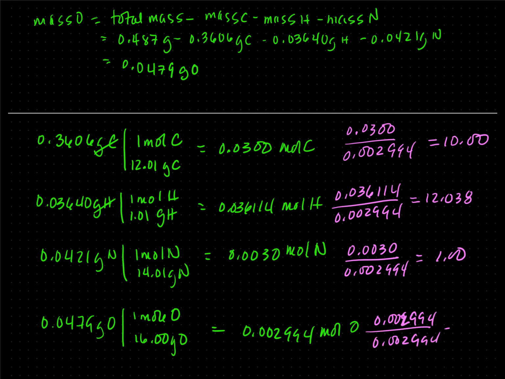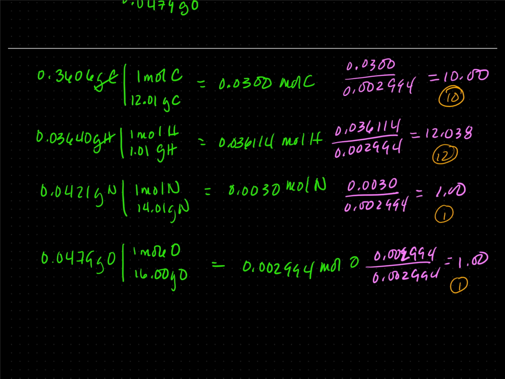The last step, multiplying to a whole number, we don't have to do because all these numbers can be rounded to the nearest whole number. So for carbon we have 10. For hydrogen we have 12. For nitrogen we have 1. And for oxygen we have 1. So our empirical formula is C10H12NO. We need to look for the molecular formula.